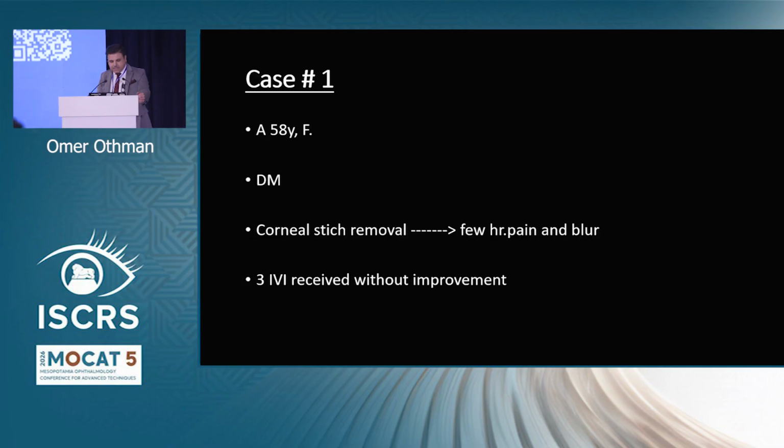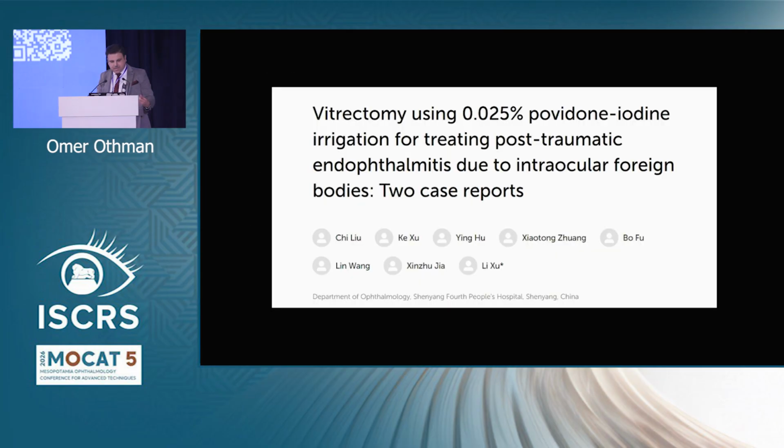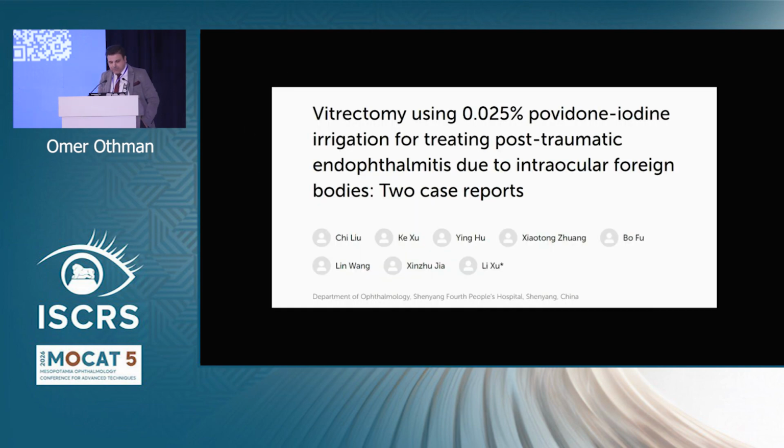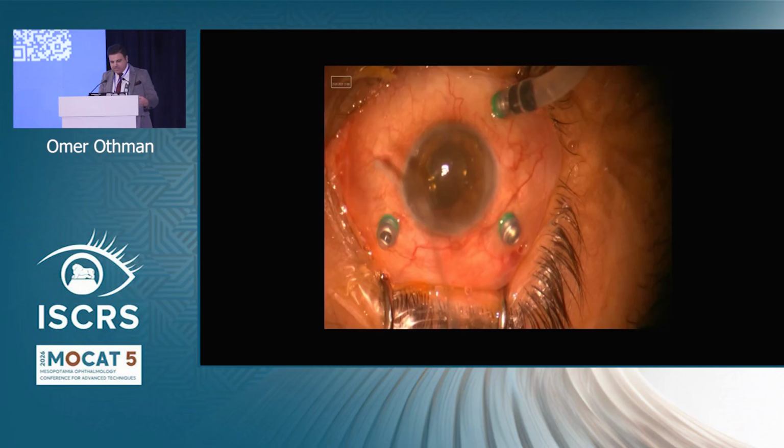Regarding case presentation, case number one: a 58-year-old female diabetic, after removal of corneal stitches, 3 hours later developed pain and blurred vision. Had been treated elsewhere with 3 successive intravitreal injections without any improvement. Knowing that povidone iodine could assist, we managed the case.